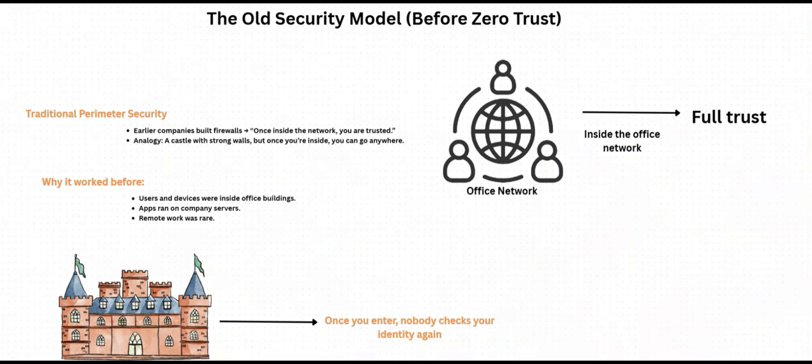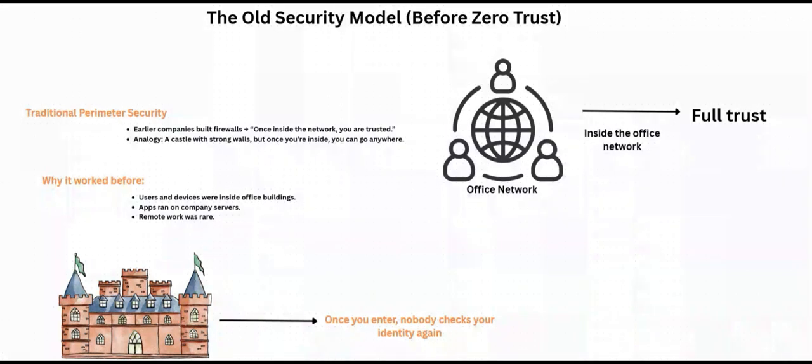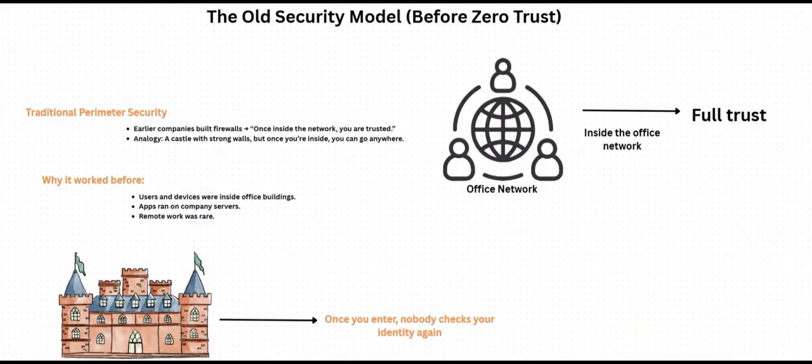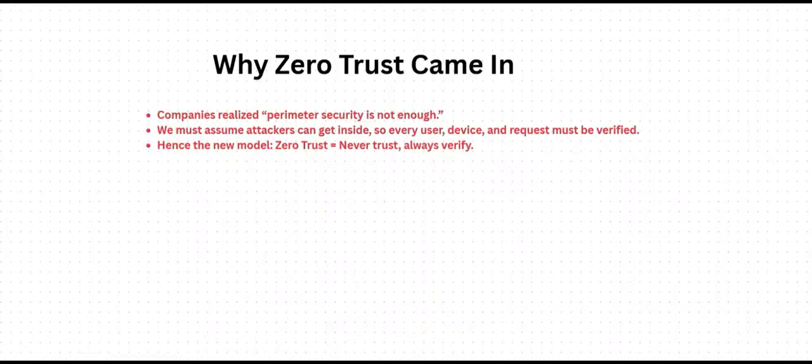But things have changed now. The way of working is completely different. Employees work remotely from anywhere in the world. Applications are no longer just in the company data centers, they are in the cloud like Azure, AWS, Google Cloud, SaaS apps, and many more. And here is the biggest problem: if even one account gets compromised, attackers can move freely inside the network, just like a thief inside the house. That's the problem with the old perimeter based security model. Companies soon realized perimeter security alone is not enough. So the industry shifted to a new approach, that is Zero Trust architecture. And that's why Zero Trust came in.